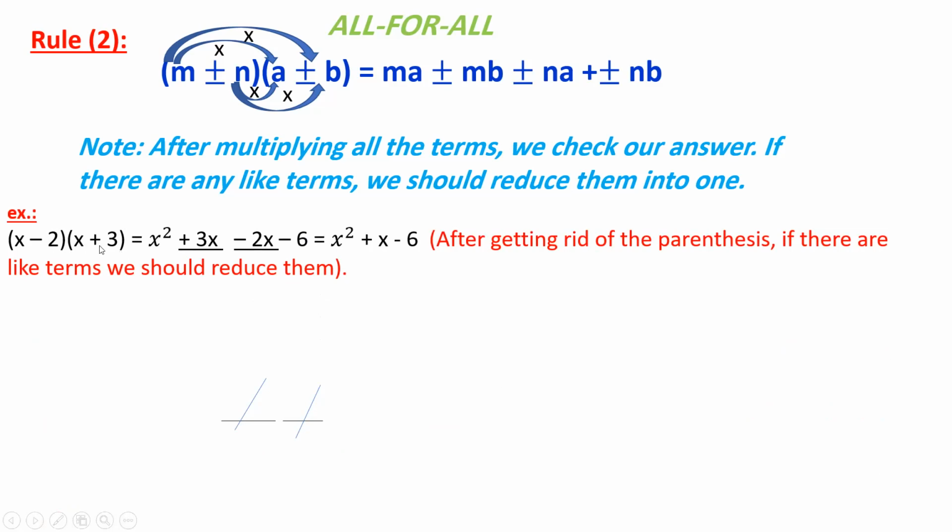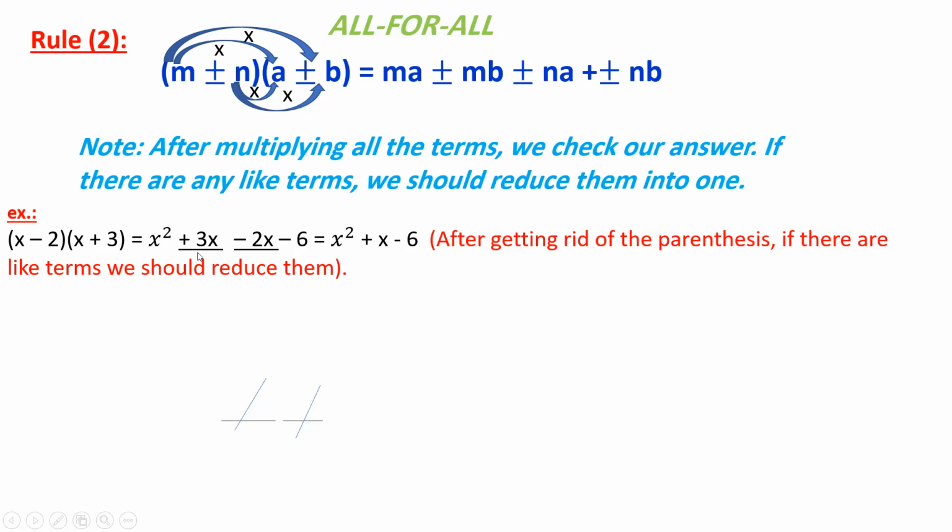So a parenthesis times a parenthesis. We start: x times x is x squared. Now we multiply x by positive 3. Positive times positive is positive. x times 3 is 3x. Now we multiply minus 2 by x. Negative times positive is negative, and 2 times x is 2x. Now we multiply negative 2 by positive 3. Negative times positive is negative. 2 times 3 is 6.